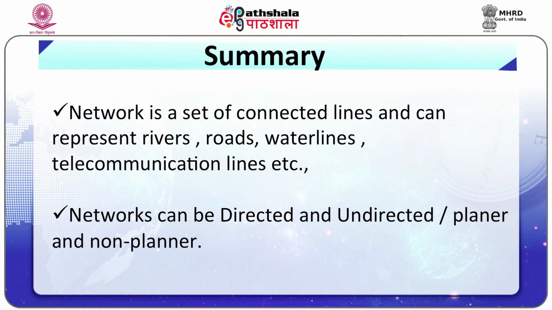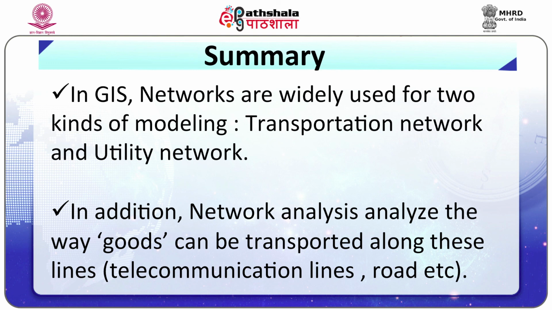So now let's summarize what we have learned today. One, we have understood the relevance of the word network. And what is it? A network is a set of connected lines. A network can represent rivers, roads, water lines, telecommunication lines, and so on. Networks can be directed and undirected, planar and non-planar. In GIS, networks are widely used for two kinds of modeling: transportation networks and utility networks. And network analysis analyzes the way goods can be transported along these lines, right? And we've got a lot of examples. We also know now what undirected roads are.